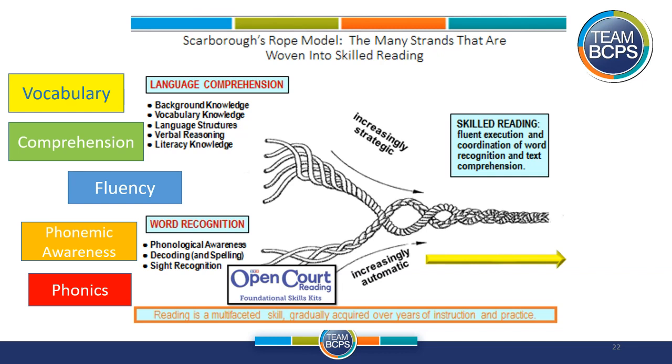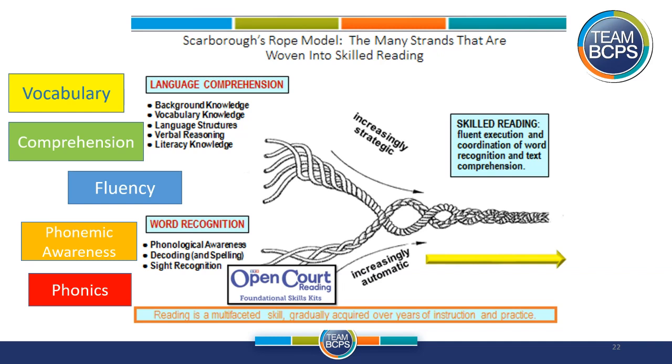So we start with phonological awareness, which is how sounds are used and manipulated. And then we think about decoding, how we match those sounds to the symbols that we use to represent them. So that's matching sounds and letters. Instructionally, we call this phonics. That's what phonics is when we bring those 2 pieces together. And then, of course, we have sight word recognition.